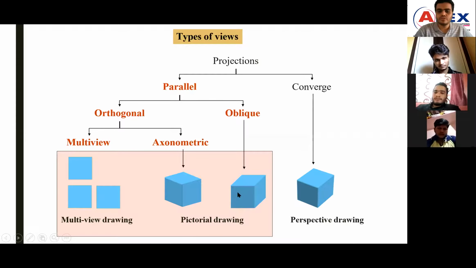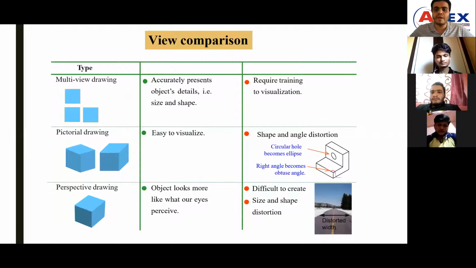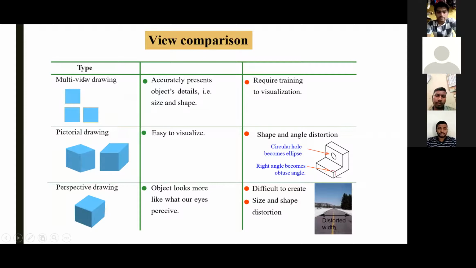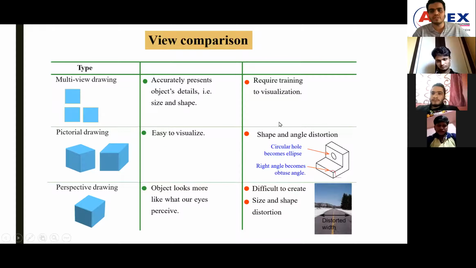Next we'll see comparison. Whenever you are designing something, whenever you have created a 3D model, you use multiple types of drawings, and we'll see the differences between those and what advantages we have, and which we use for the purpose of engineering work. First we have multi-view drawing, that is called 2D views, orthographic drawing.